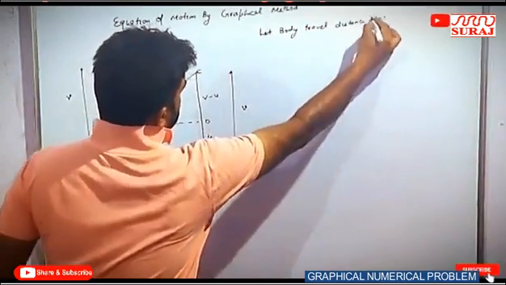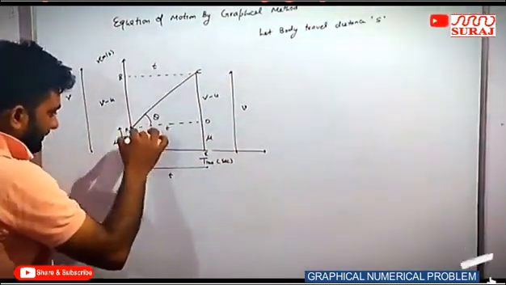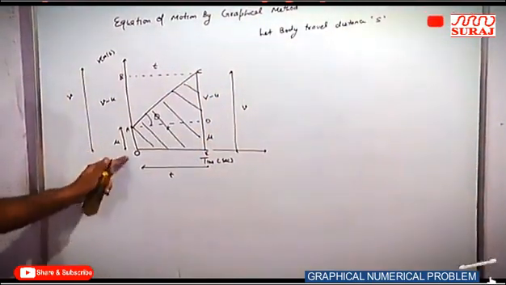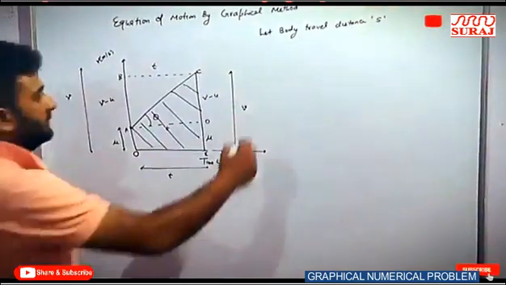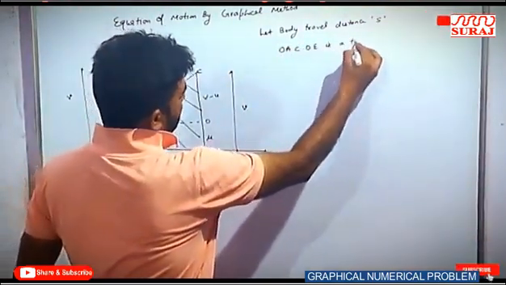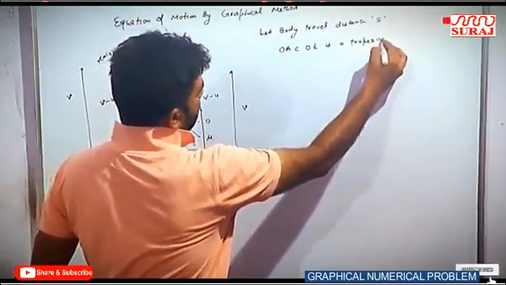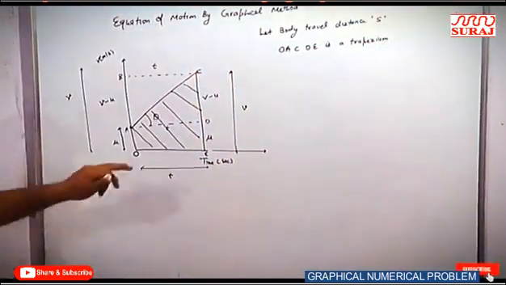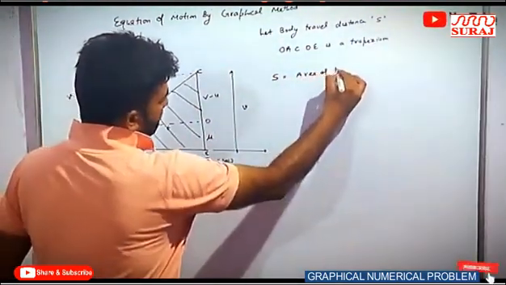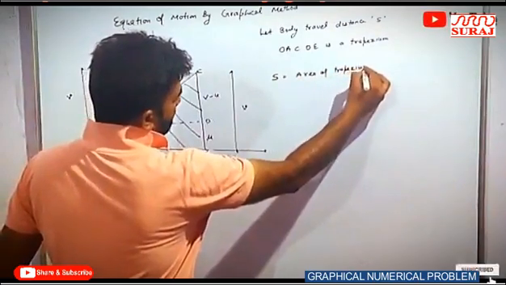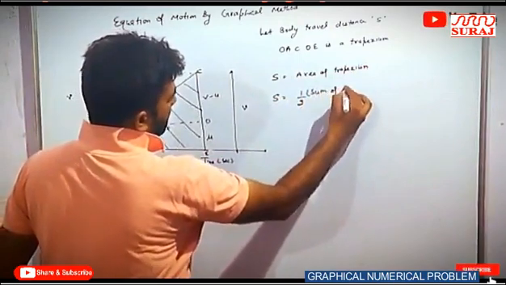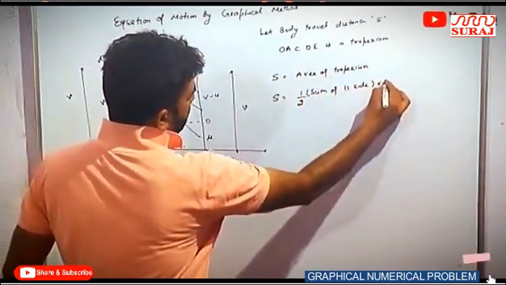Now the second equation of motion. Let the body travel distance s. So the distance traveled by the body is given by this area. Now OACDE is a trapezium. If we calculate the area of the trapezium, then it will be the distance. So distance is equal to area of trapezium.